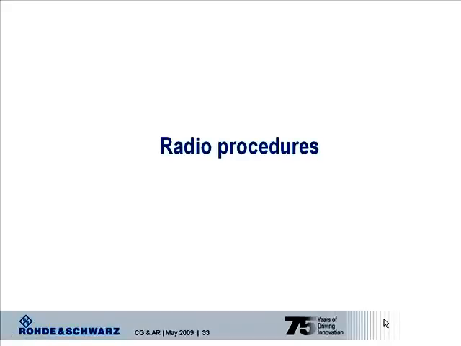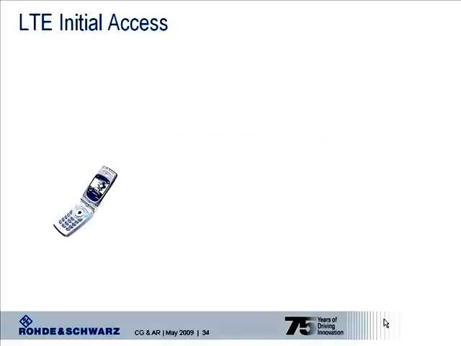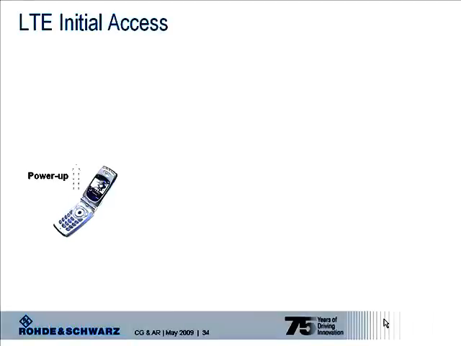The recent sections gave us the background that we now can look at the essential LTE radio procedures. As in every mobile communication system, also an LTE terminal needs to follow certain steps before it can receive or transmit data. Let's assume we do have an LTE capable terminal, as shown here. And guess what? The first thing we need to do is to power up the device.